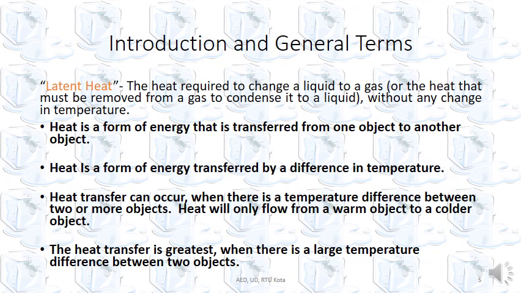Now latent heat is the heat required to change a liquid to a gas without change in temperature. It is known as latent heat. Heat is the form of energy where it can be transferred from one object to another object, and also create a temperature difference. The heat transfer which can occur during the temperature difference related with the one or two or maybe more objects also. As general principle, heat will flow from warm object to colder object. So heat transfer is greatest when there is a large temperature difference between these two objects.